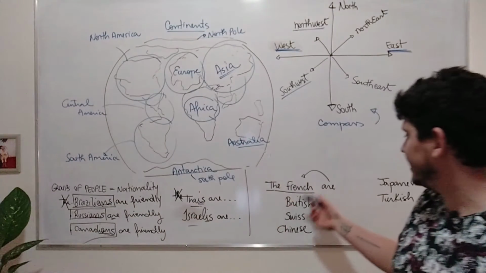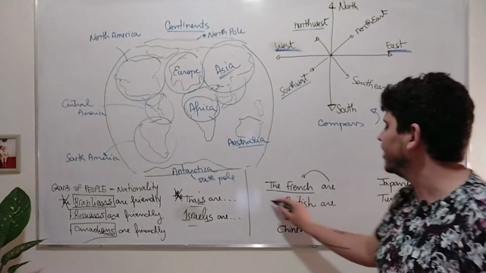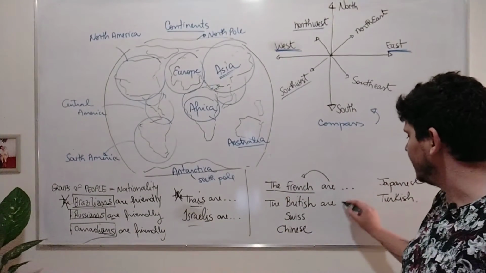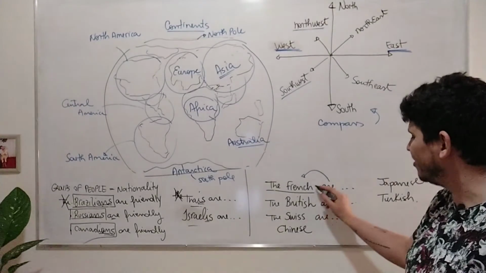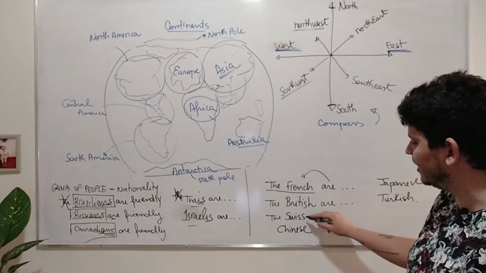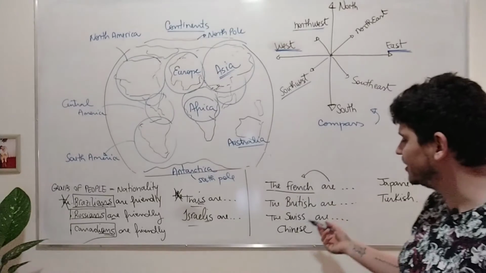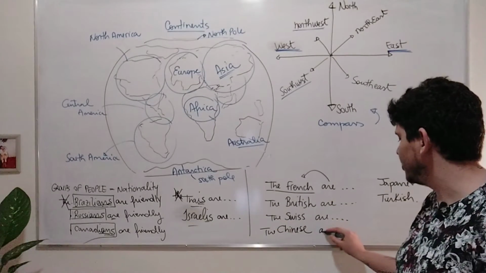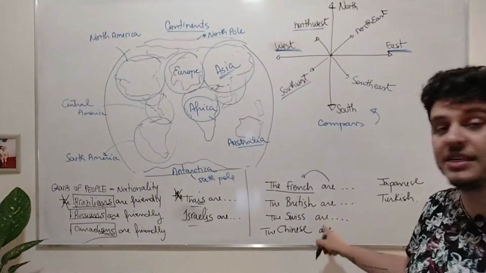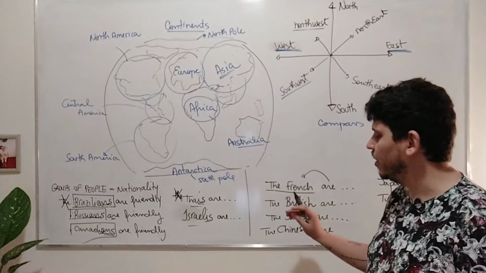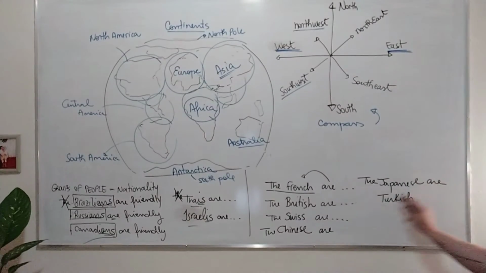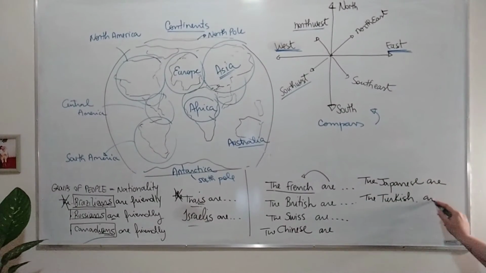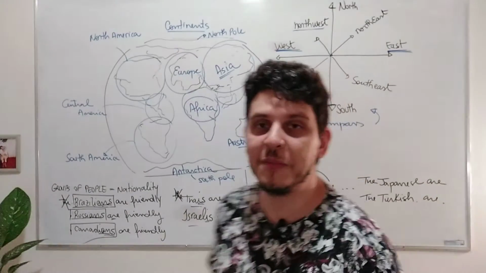Okay? So let's say the British are friendly. The Swiss are friendly. You see how crazy it would be to put an S here, a letter E and a letter S? Chinese, the same. The Chinese are. I don't say the Chineses. The Chinese, the group of people who come from China. The Japanese are. The Turkish are. Okay? Don't forget that. That's a vocabulary rule which is quite important for you.